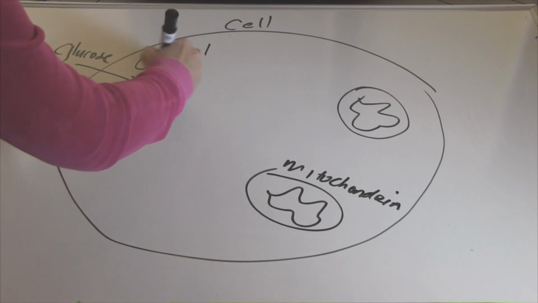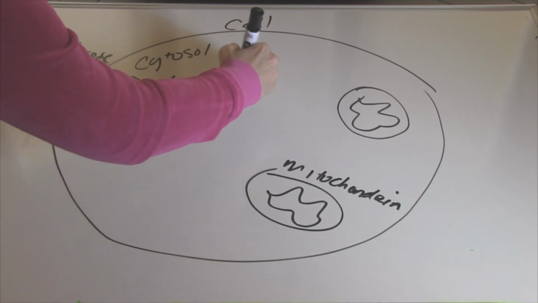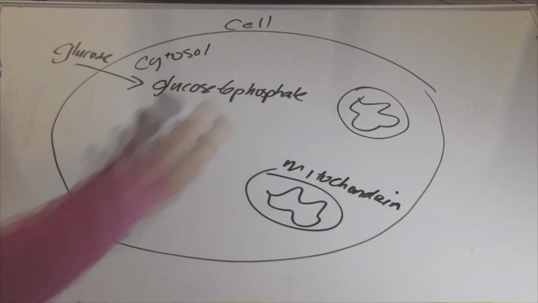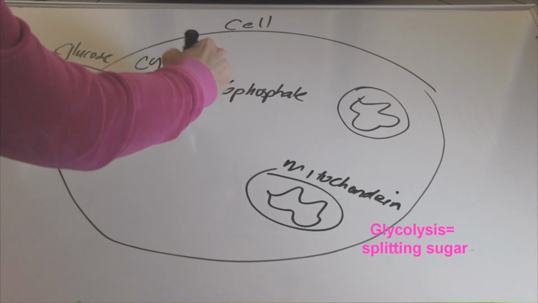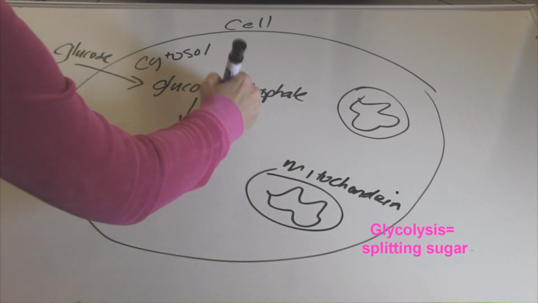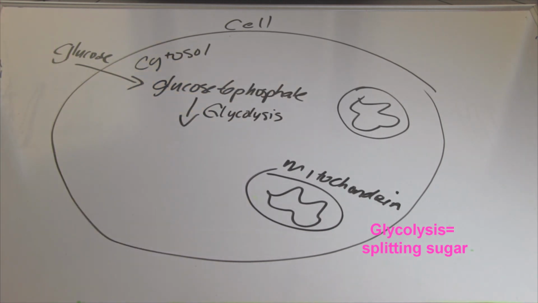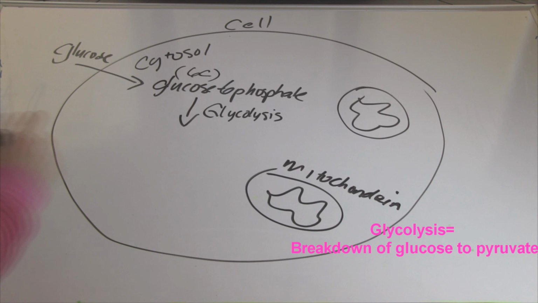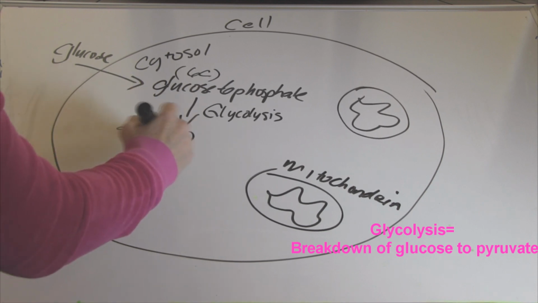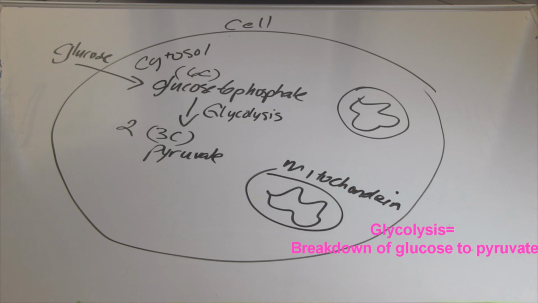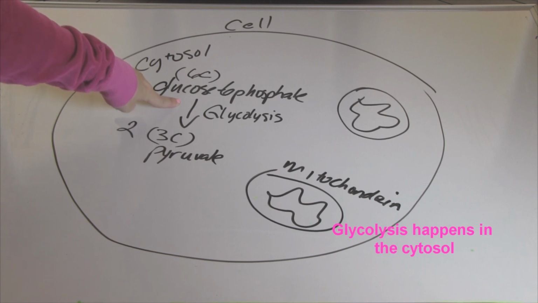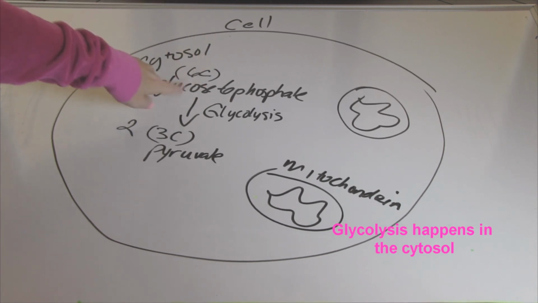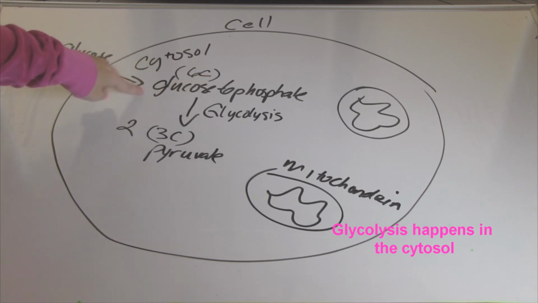Once it gets into the cell, we're going to convert it to glucose 6-phosphate, which happens to be the first step of glycolysis. We're not going to talk about glycolysis right now, but we know that in the process of glycolysis, we go from a 6-carbon glucose to 2 3-carbon pyruvate molecules. So this happens in the cytosol. The glucose comes in, gets phosphorylated to glucose 6-phosphate, and this is step 1 of glycolysis. Then we have the 10 steps of glycolysis.